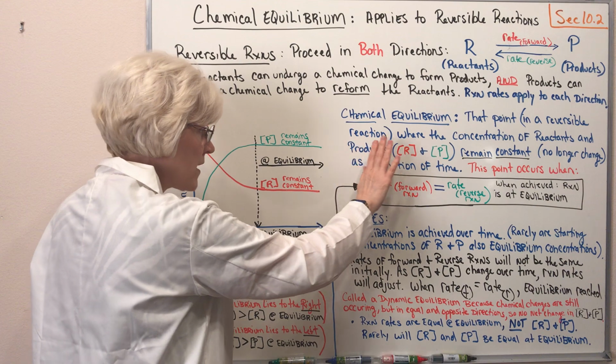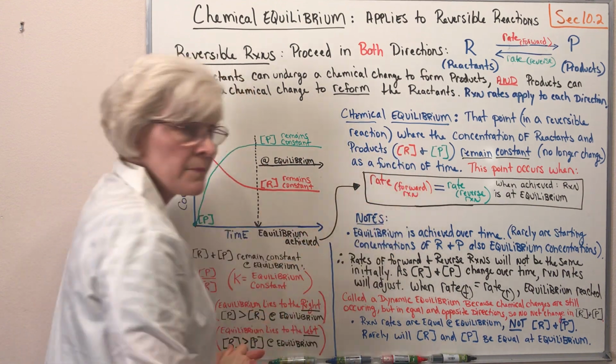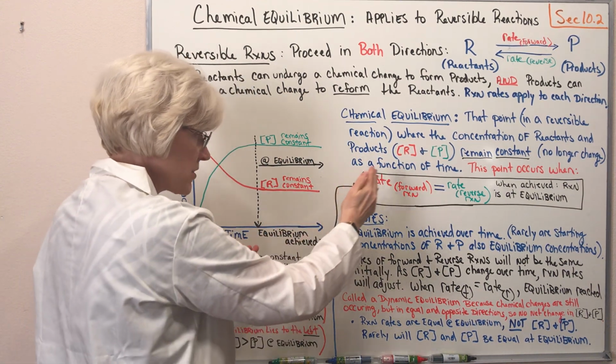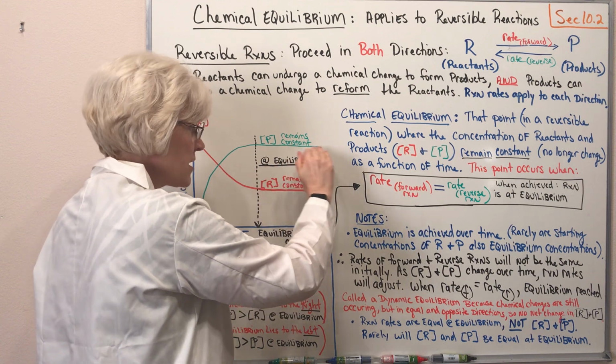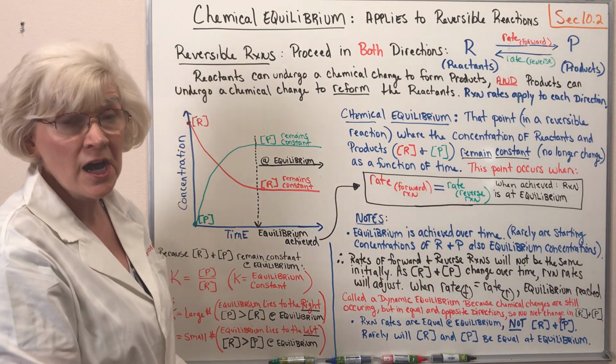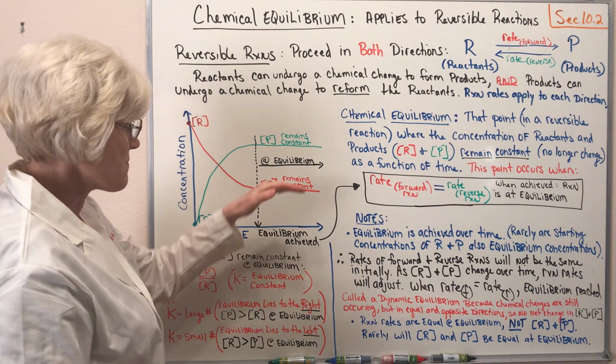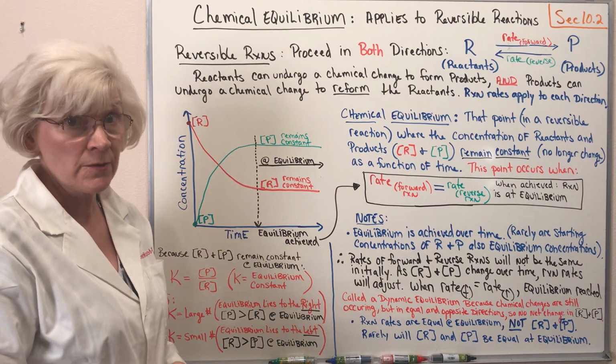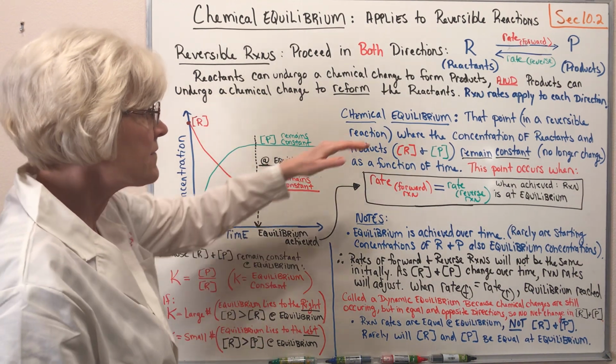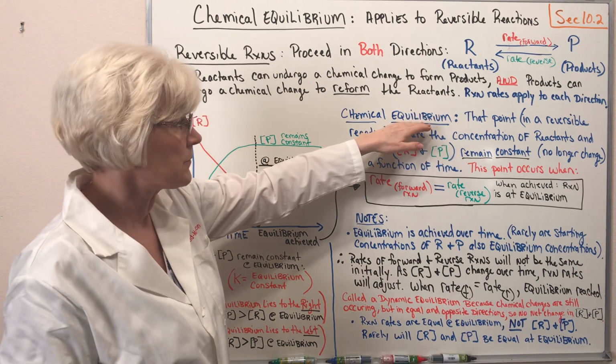So from this point onward, if you just allowed the chart, the time graph, to go on and on, you would see no further change in the concentration of reactants and products. You are at equilibrium. So let's give that definition of chemical equilibrium.